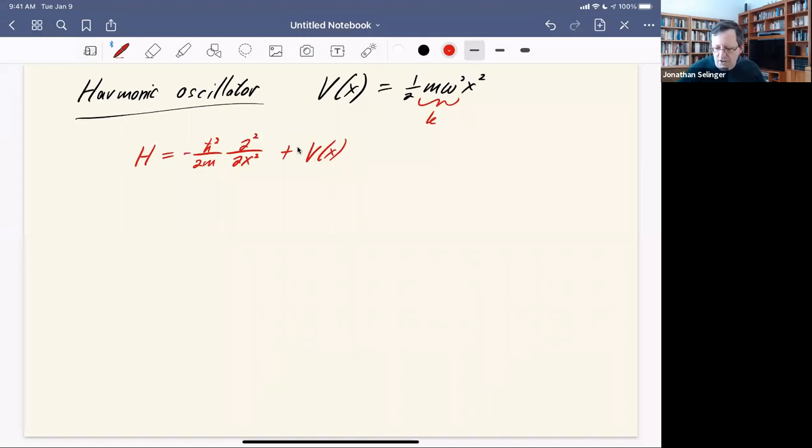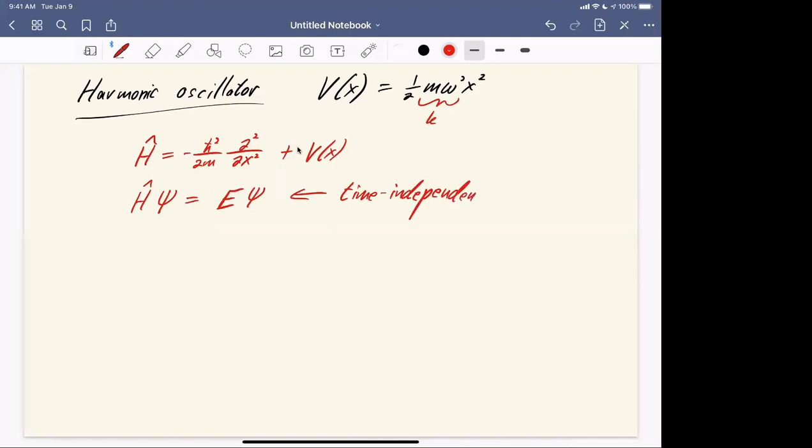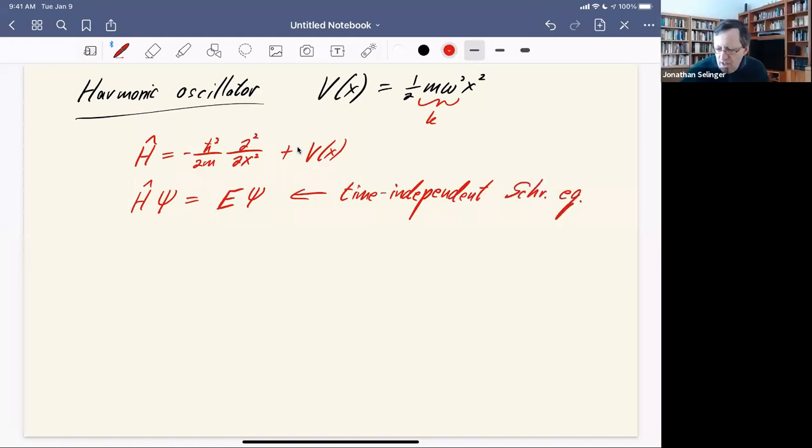And now we want to solve the equation, and I'll put a hat because it's an operator. We want to solve the equation: Hamiltonian acting on psi is equal to E psi. Okay, so this is the time independent Schrödinger equation, and that works for figuring out the special separable solutions.